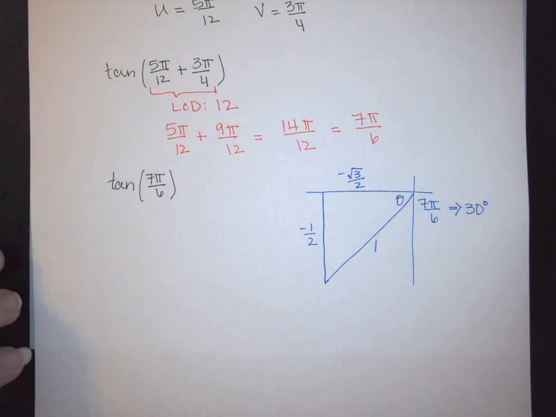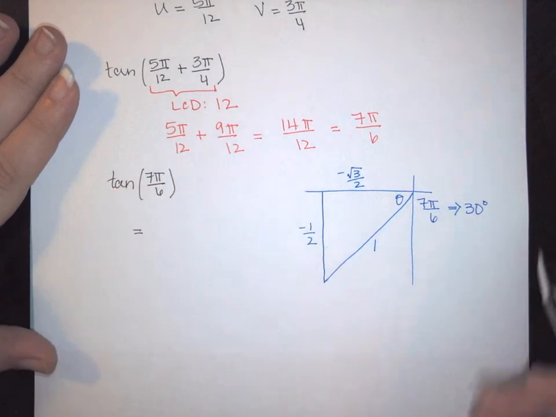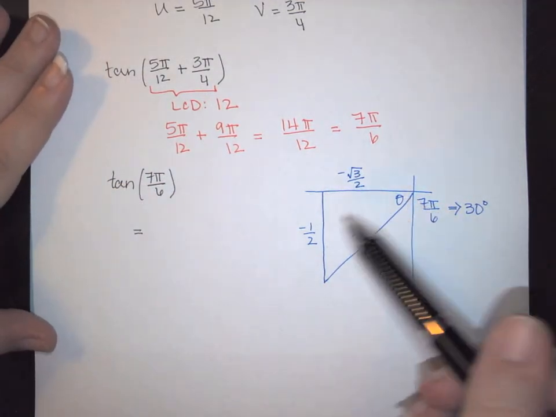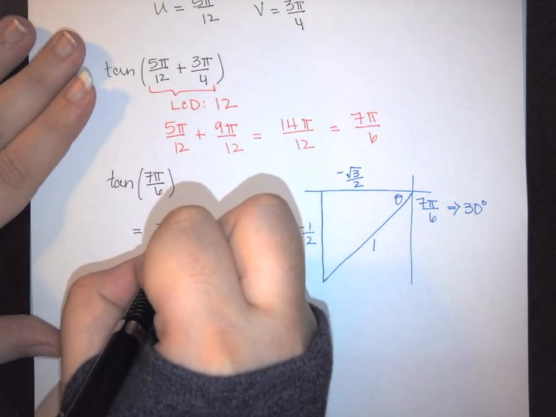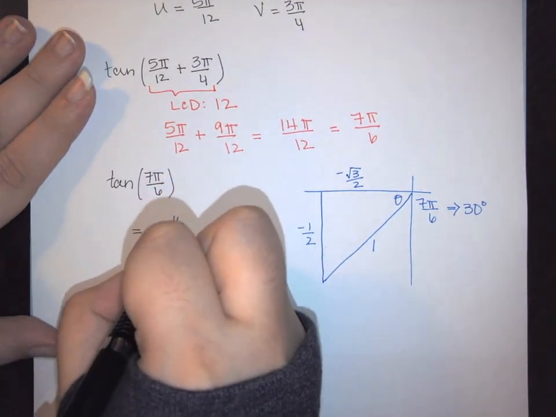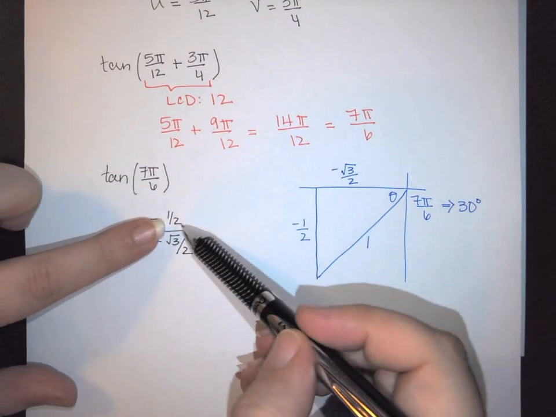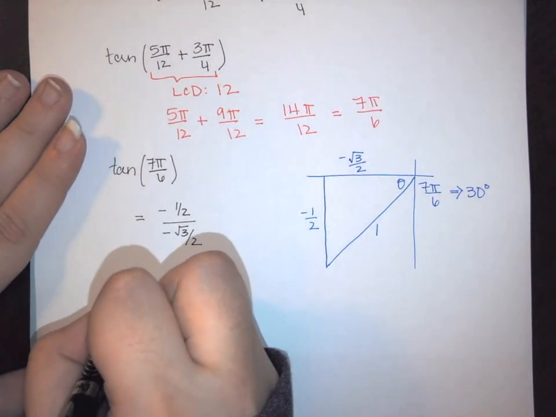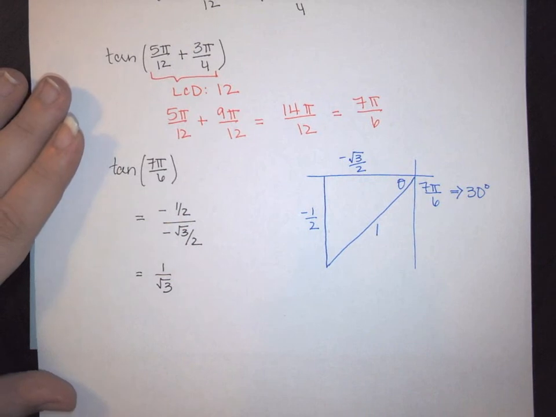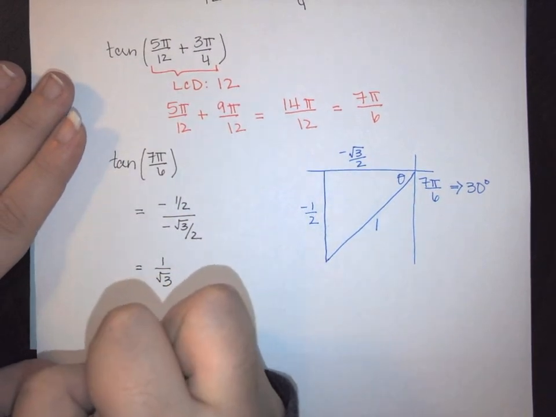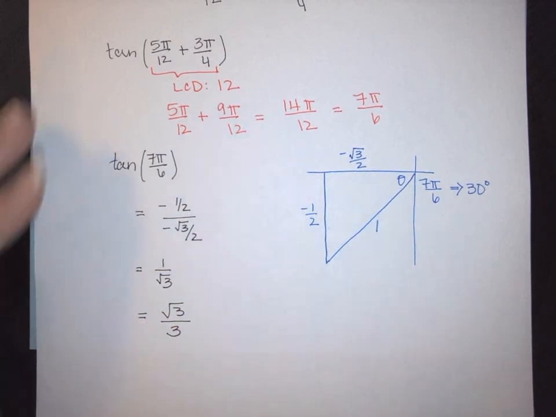So here I've got the tangent. And if I look at it, remember your tangent is always going to be opposite over adjacent. So this is going to be negative 1/2 divided by negative square root 3 over 2. My fractions say, because both denominators are 2, this is going to be the same as 1 over the square root of 3. However, I need to rationalize, so this gives me the square root of 3 over 3.